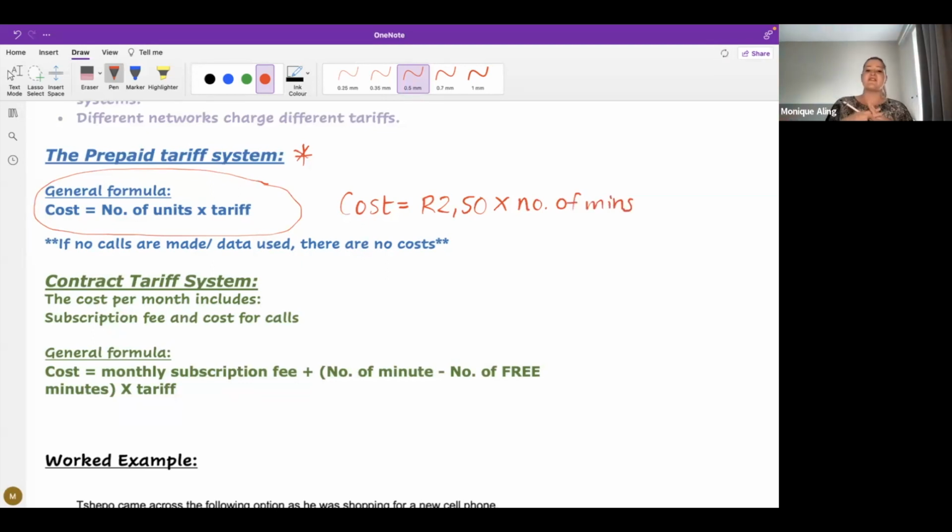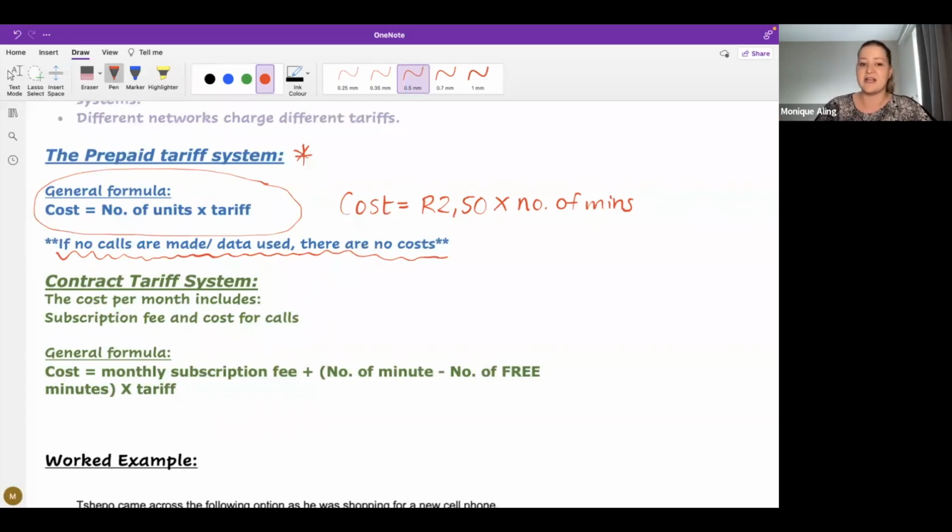The cell phone tariffs that we deal with in the syllabus don't go into detail with data. We mainly just look at calls and minutes being used. So we don't have to worry about data costs and all of that. We mainly just look at call costs. With prepaid, just like prepaid electricity, prepaid anything, if you make no calls and you don't use any data, you won't pay anything. Same with electricity. If you don't use it, you don't pay for anything. So that is the one tariff system.